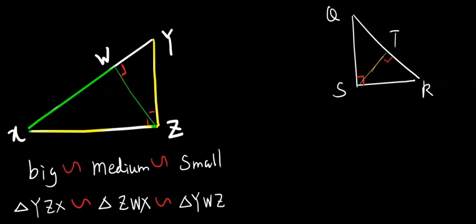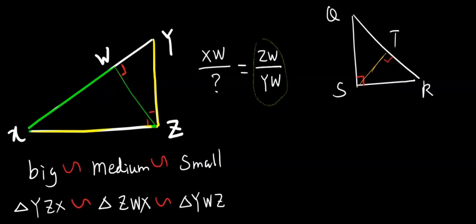A beautiful proportion says the 2 ratios are equivalent. So on my left-hand side, I have XW is to what? Equals ZW is to YW. Pause this video, see if you can find it. Alright, welcome back. I would like to look at ZW to YW. ZW, I'm going to change color again. Right here. To YW.